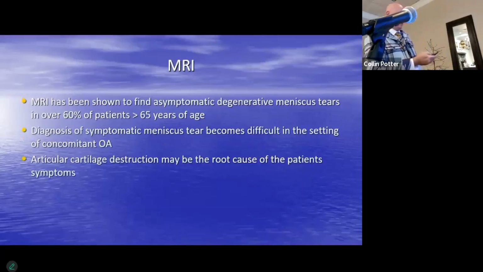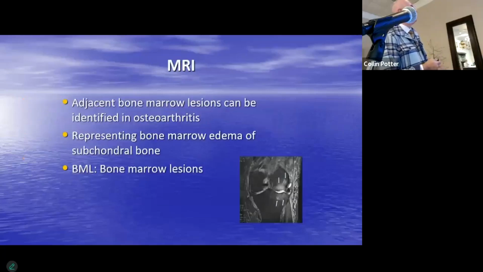So here is an example of that. Over 60% of patients over age 65 have some sort of asymptomatic degenerative meniscus tear. So just something to watch for. It's very common, very common. And shaving it out is not going to be, and certainly you're not going to repair it, but shaving it out is not going to be the answer to their pain dilemma. Usually it is articular cartilage.